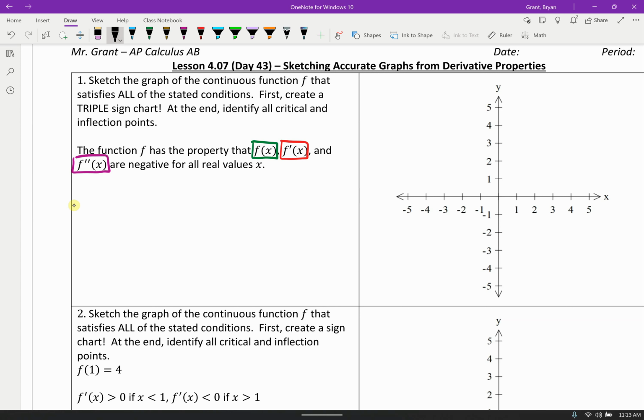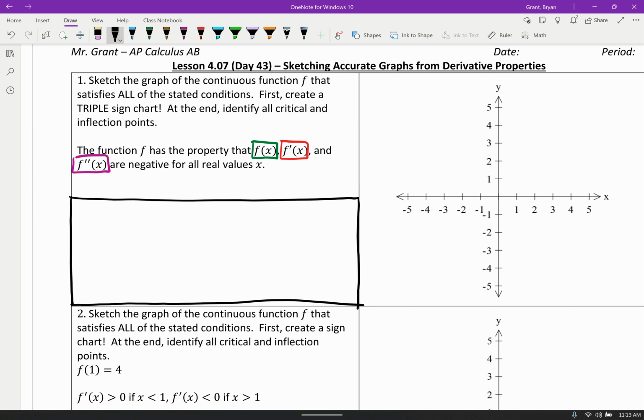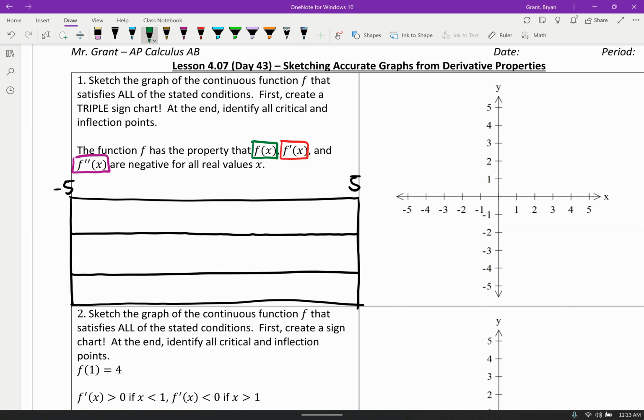So we're going to go ahead and just use this box for its nice straight lines here. And we don't have any endpoints, but maybe we'll just go -5 to 5 since that's what's on our x-axis over here. And we're going to have to split this into 3 parts. 1 and 2. Good enough. I didn't like that line. Oh well. And then we're going to go ahead and label each of these with f of x, f prime, and of course f double prime. Now, we actually need some properties for each of these as well.